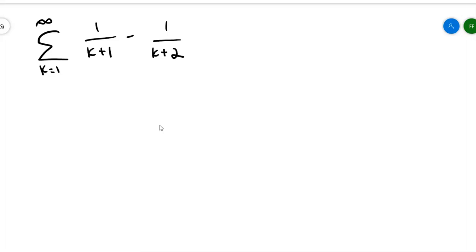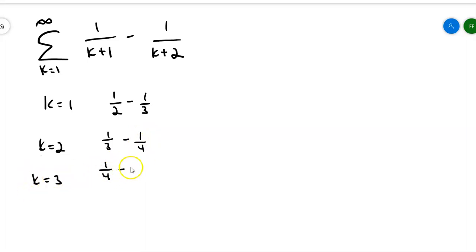All right, for lack of a better thing to do, let's start making a list of different terms. So if k is 1, 1 plus 1 is 2. Okay, so I get a half minus a third. If k is 2, I get a third minus a quarter. If k is 3, I get a fourth minus a fifth, and you can start to see the pattern, right? If k is 4, 4 plus 1 is 5, so I'll get a fifth minus a sixth. Great, let's write out the whole series.